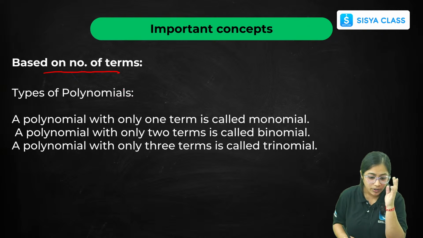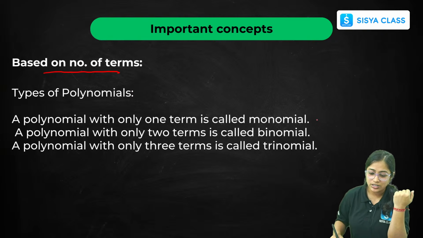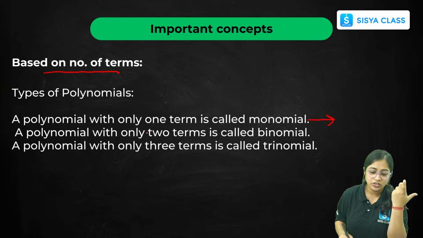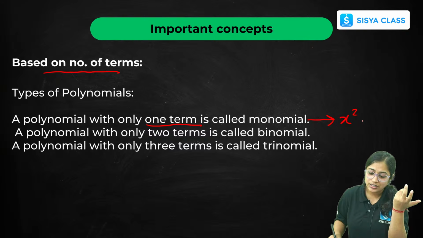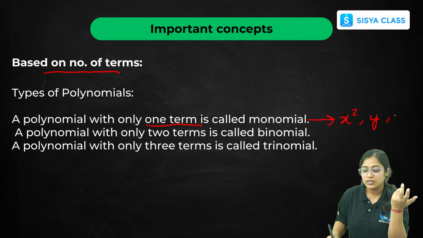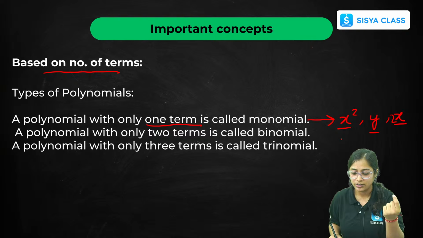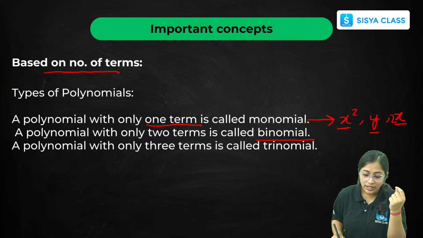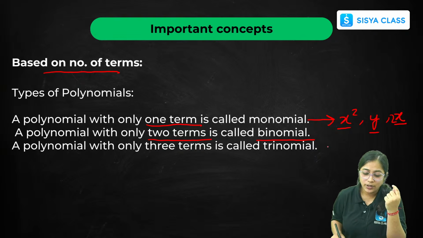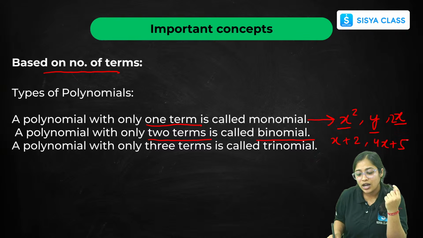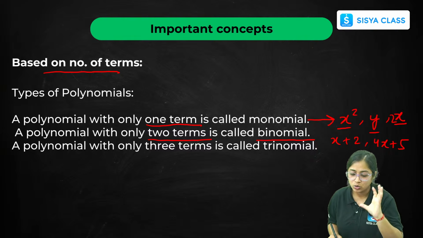So based on the number of terms, we have three types of polynomials. First we have monomial, in which you have only one term in your polynomial. For example, x square y, or 2x, okay. All of these are examples of monomials because you have only one term here, right? Now what is binomial? In which you have only two terms in your polynomial, right? For example, you can take x plus 2 or 4x plus 5. All of these are binomials because they have only two terms.